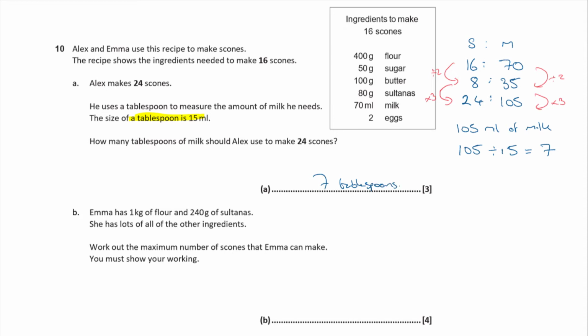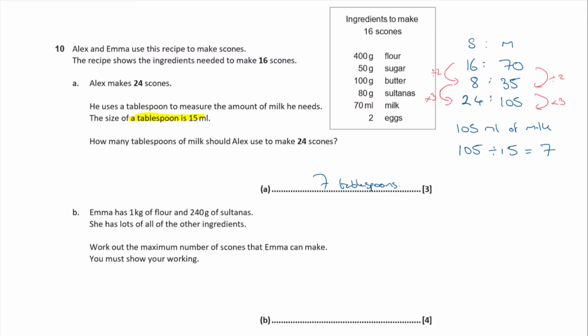Okay. Right. Part B says Emma has 1 kilo of flour and 240 grams of sultanas. She has lots of all the other ingredients. Work out the maximum number of scones that Emma can make. You must show your working.